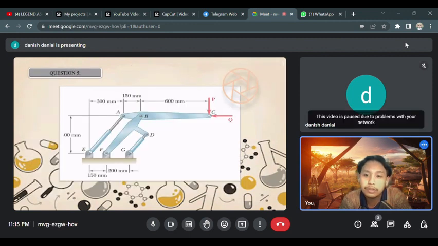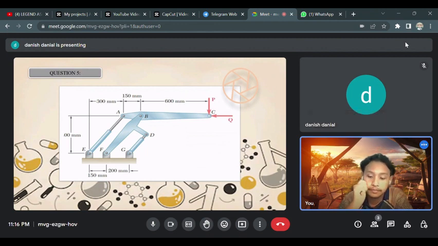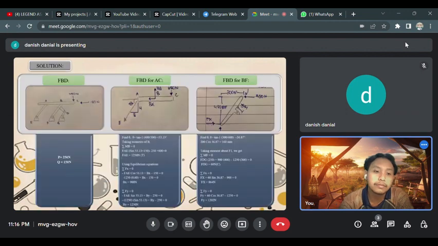So this is the diagram of question 5. So yeah, next. So this is the free body diagram of question 5. So the first is the free body diagram of the whole. So P is 250 Newton and Q is 150 Newton. So we want to find theta, which is the calculation tan theta equals 400 divided by 300, which gives 53.13 degree.